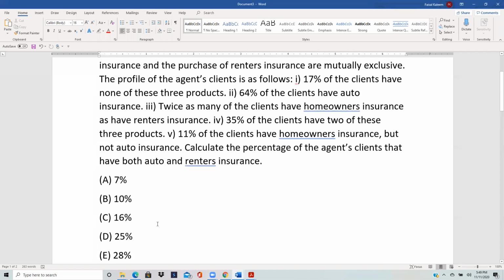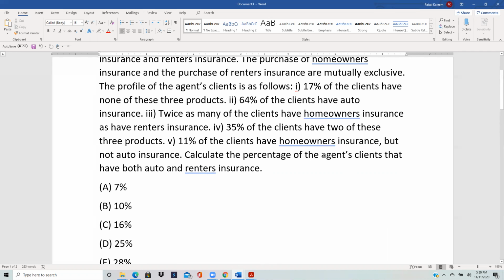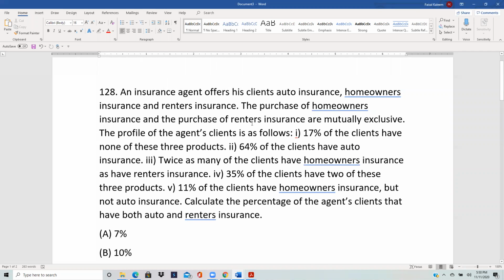Now, one condition that we are told is that the homeowners and renters are mutually exclusive. That's a very important detail. This means that if you have renters, you will not have home insurance, and if you have home insurance, you will not have renters. One excludes the other. So in a diagram, that will mean that there is no overlap between homeowners and renters.